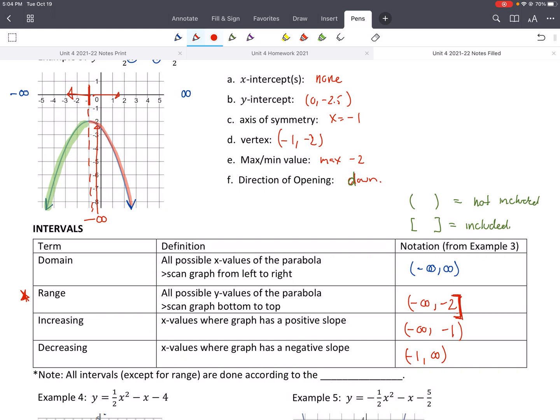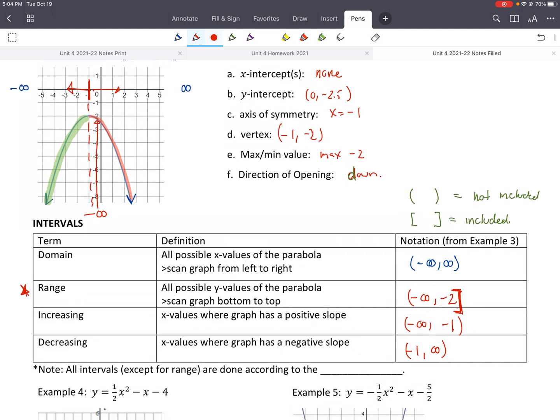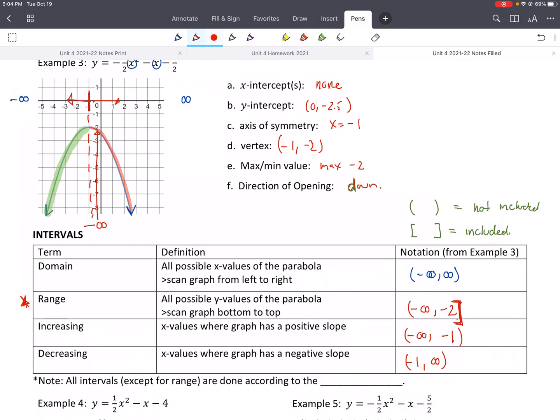All right, so I hope I did justice with that. So domain is all x values, all possible x values. Range is all possible y values. Again, scan bottom to top. And then increasing is where we have positive slope. Again, we're going to use the x-axis for that, x values. Okay. And then decreasing is where the slope is going down.